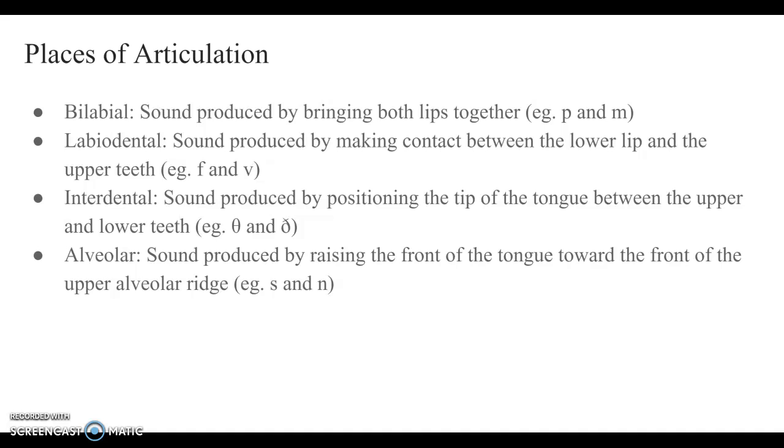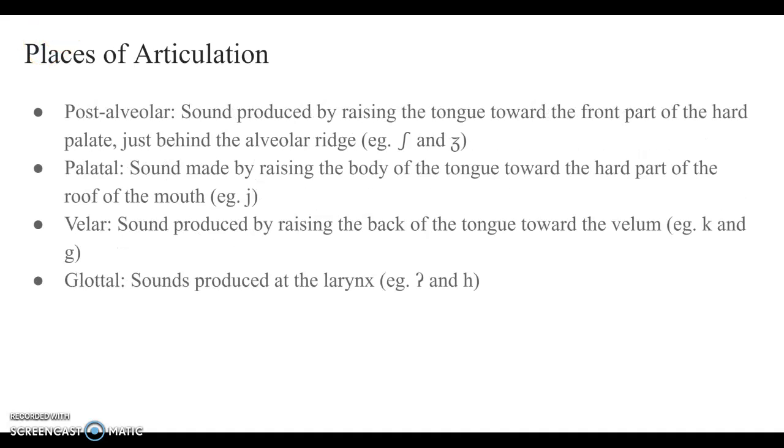Alveolar, sound produced by raising the front of the tongue toward the front of the upper alveolar ridge. Post-alveolar, sound produced by raising the tongue toward the front part of the hard palate just behind the alveolar ridge. Palatal, sound made by raising the body of the tongue toward the hard part of the roof of the mouth. Velar, sound produced by raising the back of the tongue toward the velum. And glottal, sound produced by the larynx.